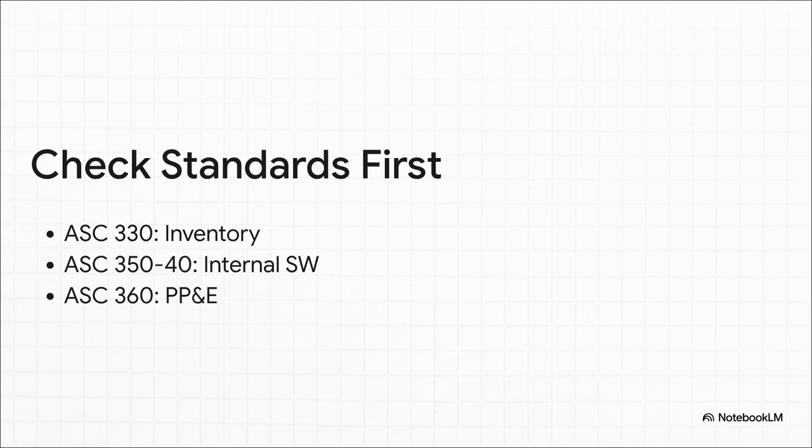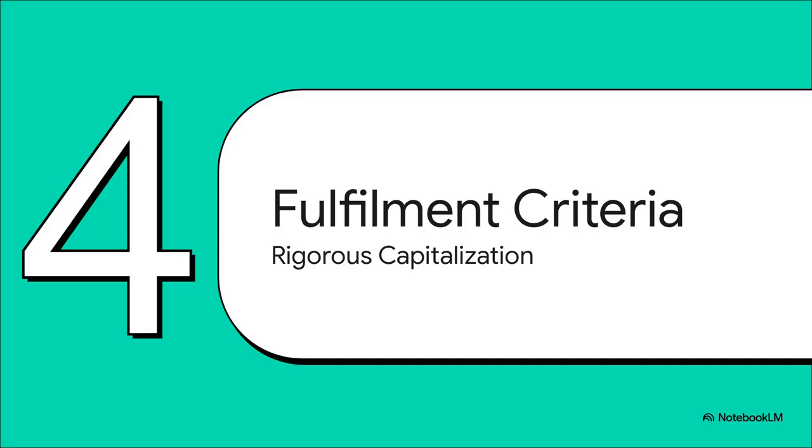It's only the leftover costs, the ones that don't have a natural home somewhere else, that fall through the gateway to us here in ASC 340-40. Let's dive into part 4, the 3 fulfillment criteria, also known as the rigorous capitalization test.